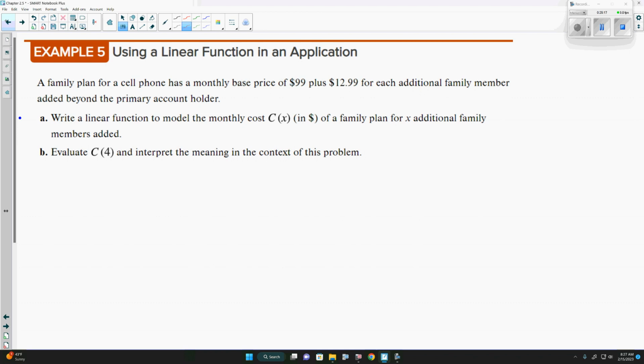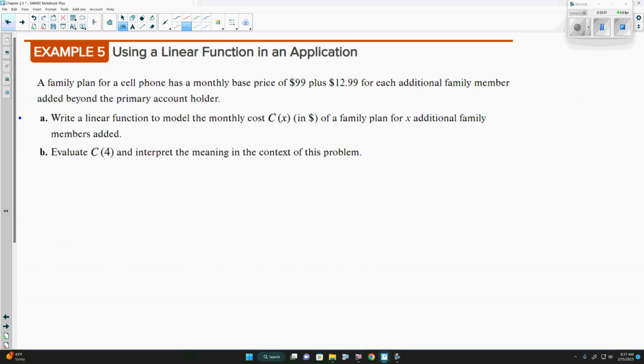Let's look at this one here. A family plan for a cell phone has a monthly base price of $99, plus $12.99 for each additional family member beyond the primary account holder. Write the linear function to model the monthly cost, C of x, in dollars of a family plan for x additional family members needed. So base monthly price of $99 plus $12.99 for each additional family member beyond the primary account holder.